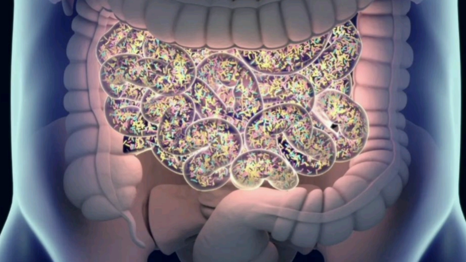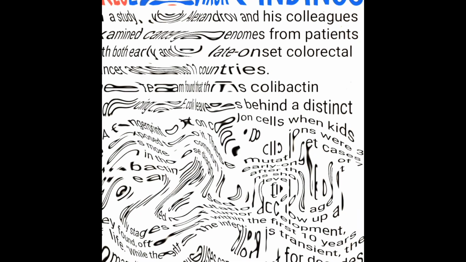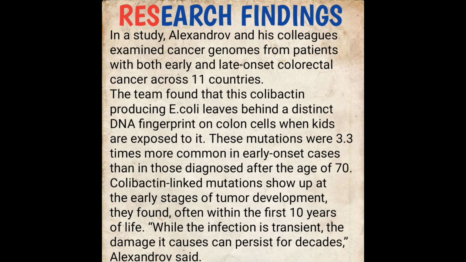So this newly identified strain of E. coli could do serious damage to the DNA. That's why they call it a genotoxic molecule, because it produces the toxin. Research findings. In a study, Alexandrov and his colleagues examined cancer genomes from patients with both early and late onset colorectal cancer across 11 countries. That is a very wide study.